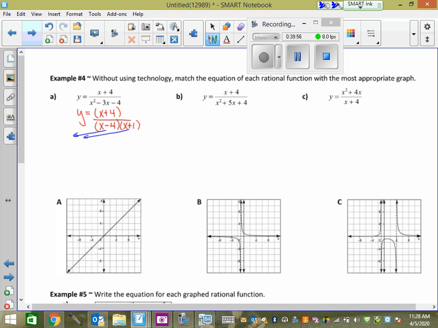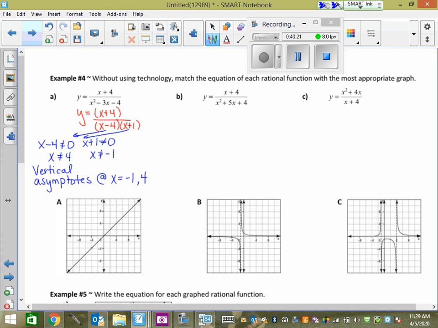x plus 4 and x minus 4 are not the same. x minus 4 cannot equal 0. x plus 1 cannot equal 0. So x cannot equal 4. When I move that 1 over, x cannot equal -1. So I actually have 2 vertical asymptotes. They're at x equals -1 and 4.